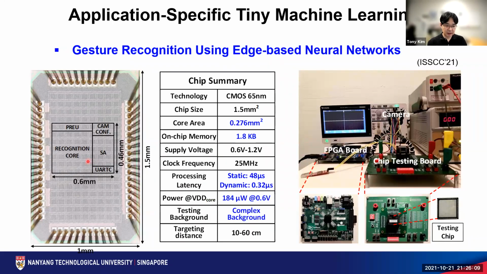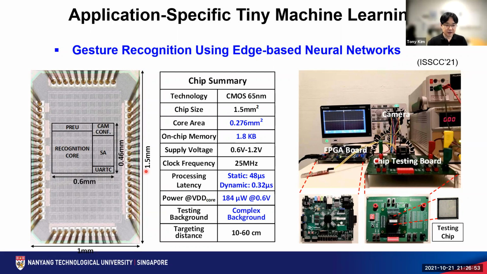And this is an improved version of the gesture recognition accelerator based on an edge-based neural network. This is a die photo, and we implemented this chip in 65 nanometer technology, and it consumes 184 microwatt using 0.6 volt, which is more power efficient compared to the previous version. And then this is a test board. The test system looks a little bit complicated, but that is only for testing. Actually we just need to test this small test chip mounted in this socket.